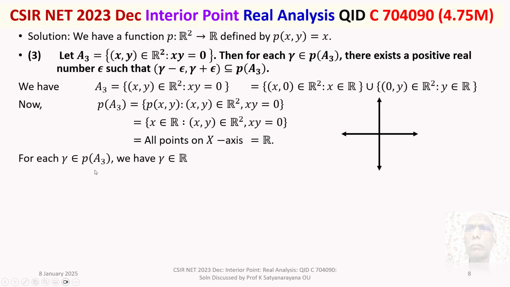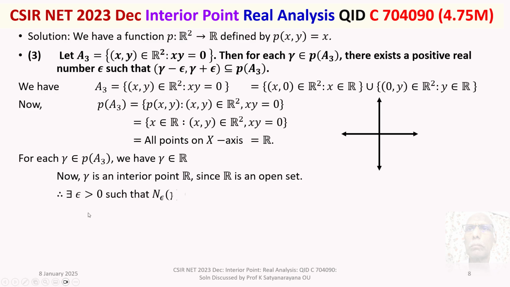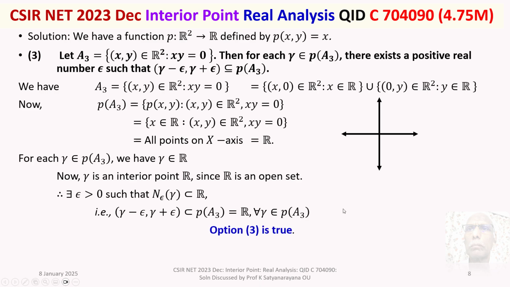So for each gamma belongs to P of A3, we have gamma belongs to R. Now gamma is an interior point of R because R is an open set. So there exists an epsilon greater than 0 such that the neighborhood with center gamma and radius epsilon is entirely contained in R. That means the open interval gamma minus epsilon to gamma plus epsilon is entirely contained in P of A3, that is equal to R, for all gamma belongs to P of A3. Thus, option 3 is true.